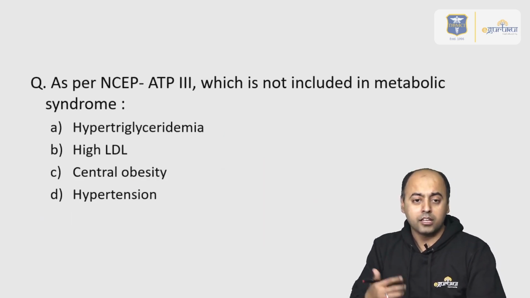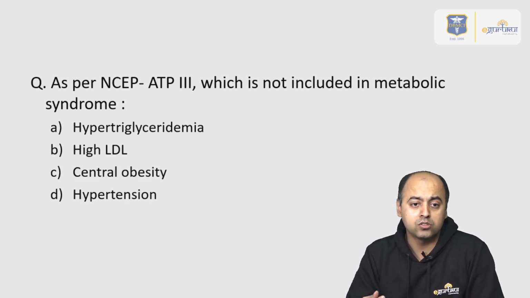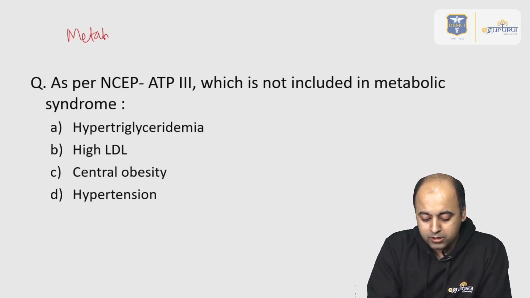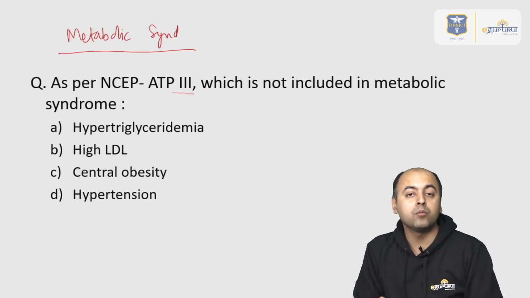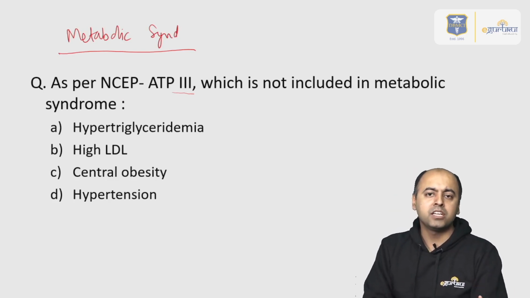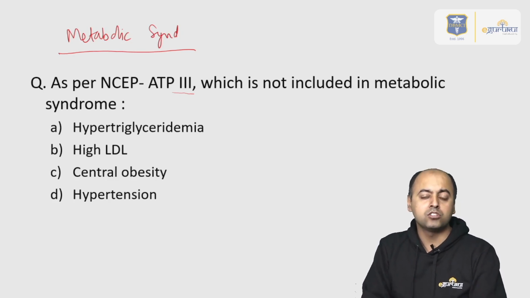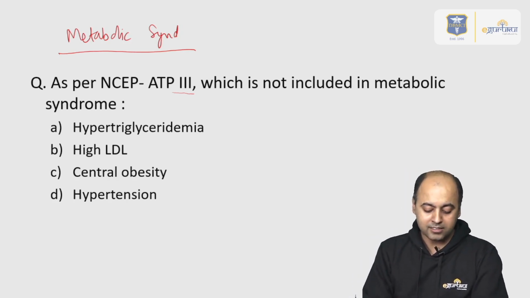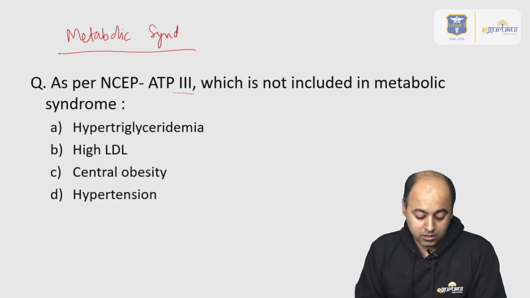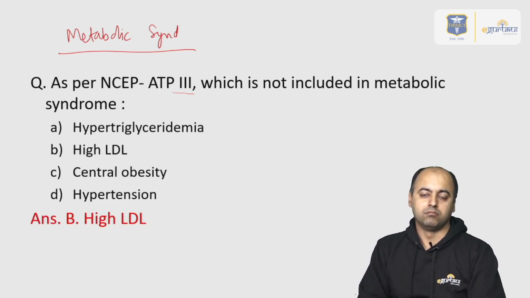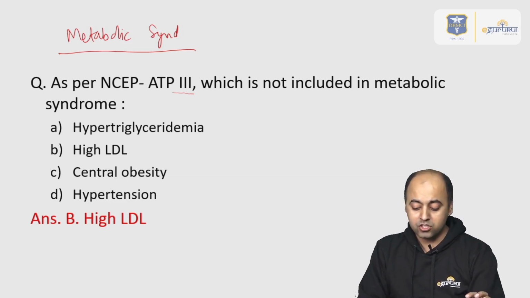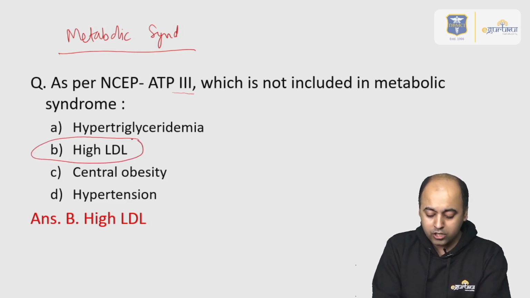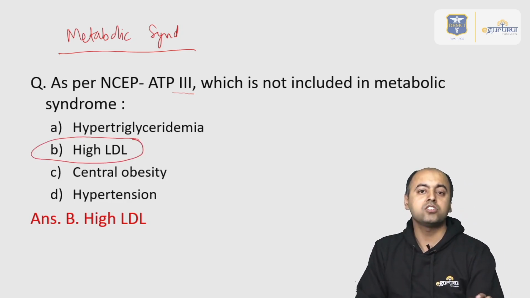Okay, another question, and this is a very important question because the metabolic syndrome is currently a hot topic. The NCEP-ATP3 criteria is for metabolic syndrome, and you should know the parameters which are included in the metabolic syndrome criteria. So the question says, which of the following is not included in metabolic syndrome? And the options are hypertriglyceridemia, high LDL, central obesity, and hypertension. Please note, in this case the answer happens to be high LDL. This is very important to remember that in the definition of metabolic syndrome, LDL is not included. LDL is not a part of the definition of metabolic syndrome.